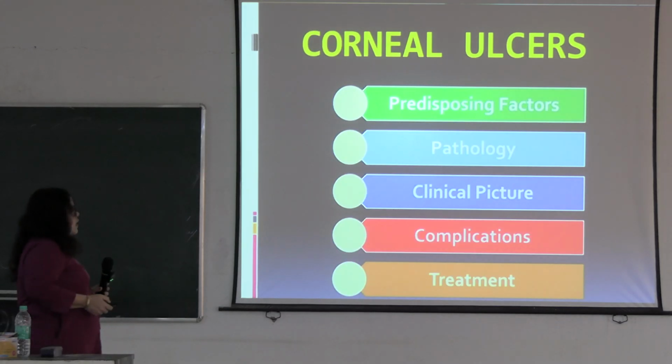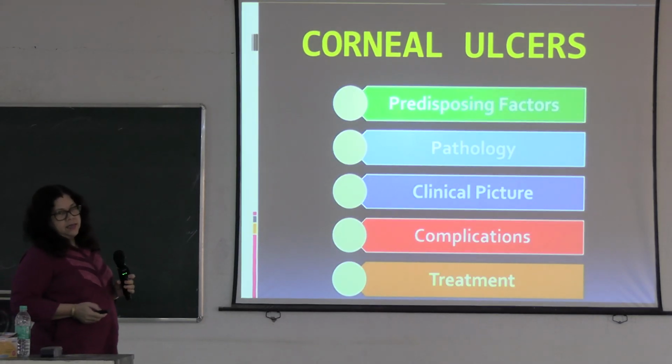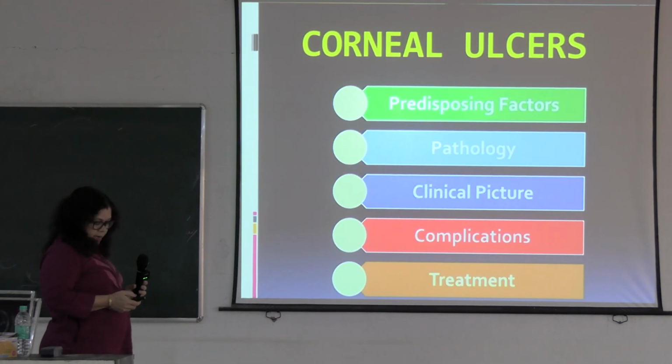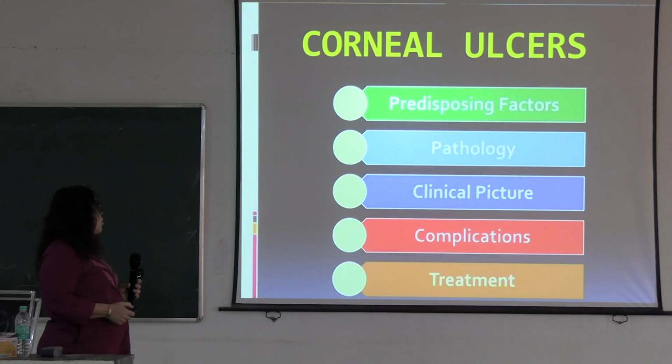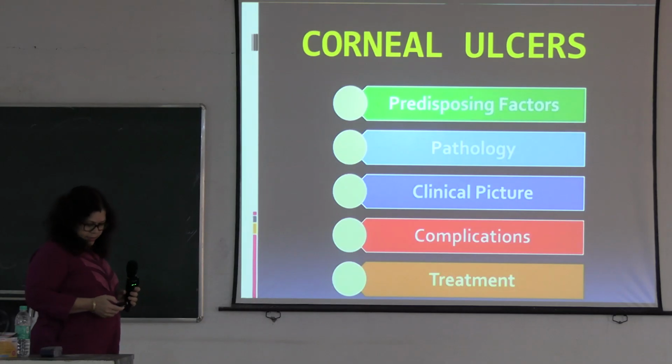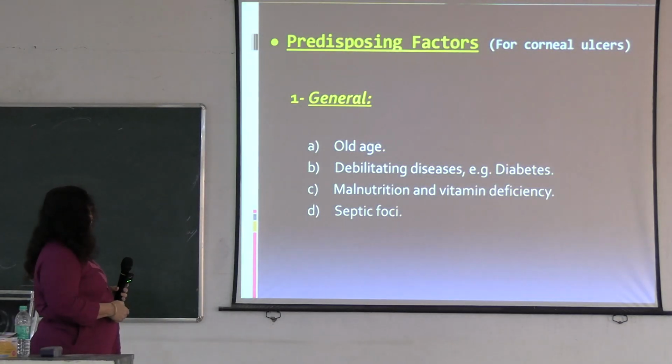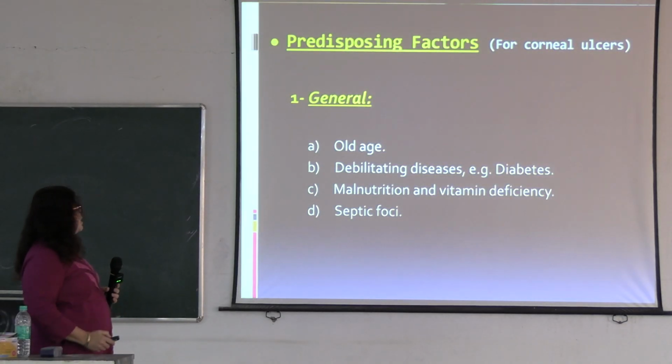So, today we start corneal ulcer. We discuss corneal ulcer under these 5 headings: what are the predisposing factors, pathology, clinical features, complications and treatment. So, predisposing factors of the corneal ulcer.